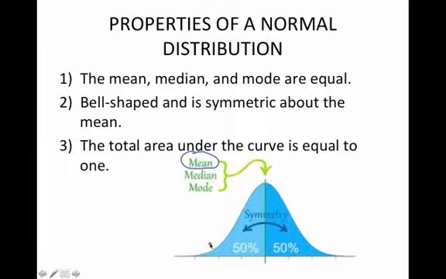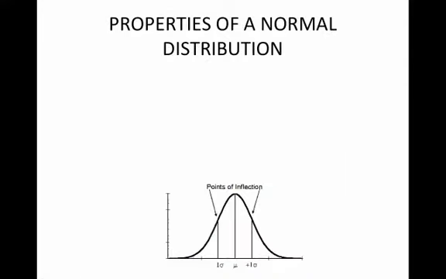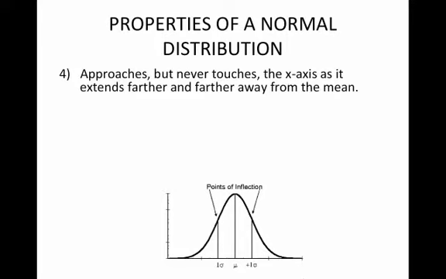The total area under the curve is equal to 1. So this is the x-axis, and then here's the curve, and all of the area underneath it is equal to 1 or 100%. Some other properties of the normal distribution: the normal distribution approaches the x-axis as it gets farther and farther away from the mean, but it never ever touches it. So it gets very, very close to the x-axis, but it never touches it.